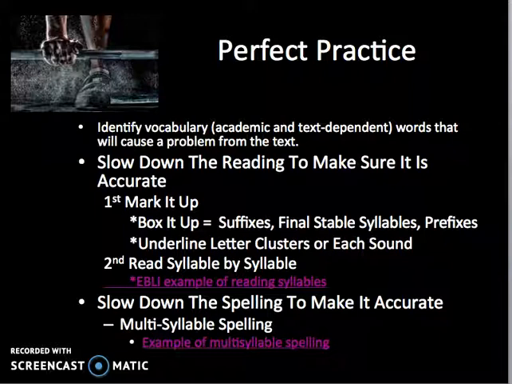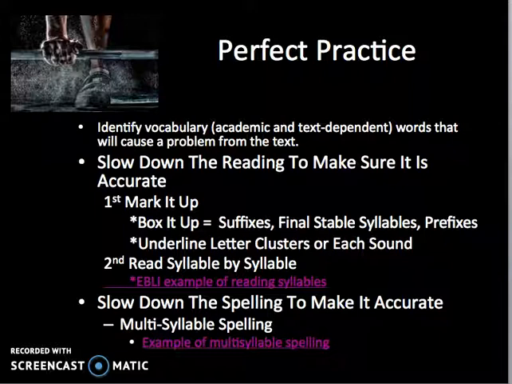Second, teachers have the students read the words, but first, students need to slow down and analyze the word by marking it up. The first thing they can do is box up suffixes, final stable syllables. Those could be like shun, or coal, or bowl, or dole, or ing. And prefixes could be coming before the word, like pre. By boxing them up, they get them out of the way and the kid can focus on the main part of the word, the base word, and the root word.